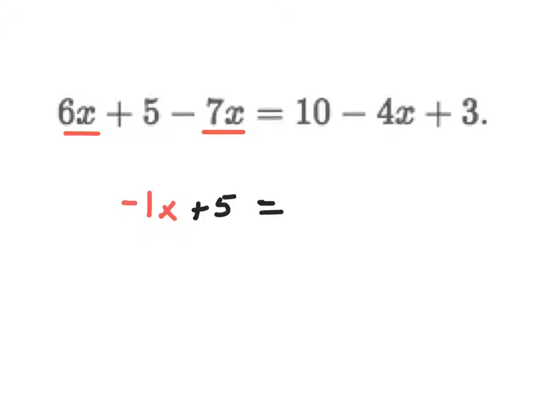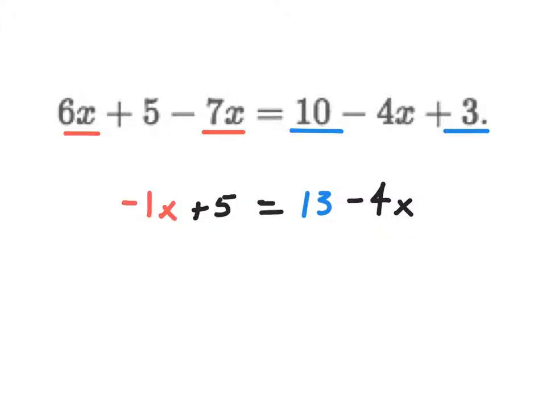Okay, and then let's look on the right side. And the right side, I notice I have a 10 over here and a 3. Those two numbers I could also combine, okay? So I'm going to do that. I'm going to take the 10 and add the 3 to it, and that's going to give me 13, okay? And then I have a minus 4x. Didn't do anything with that, okay?